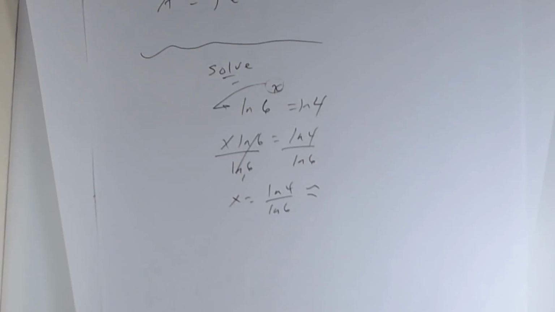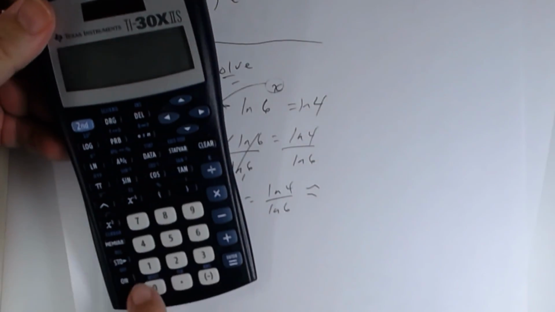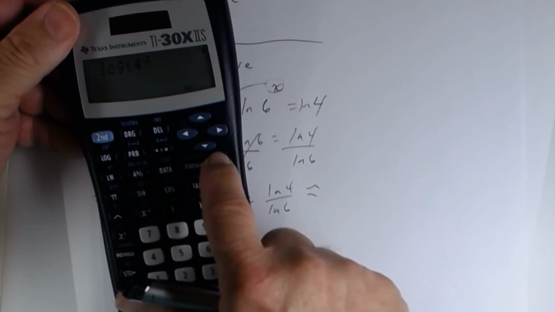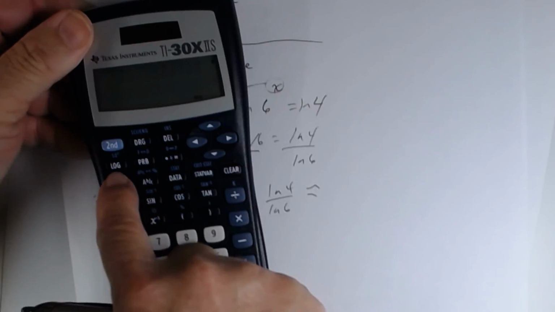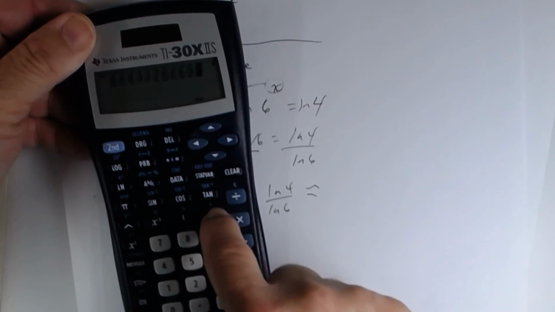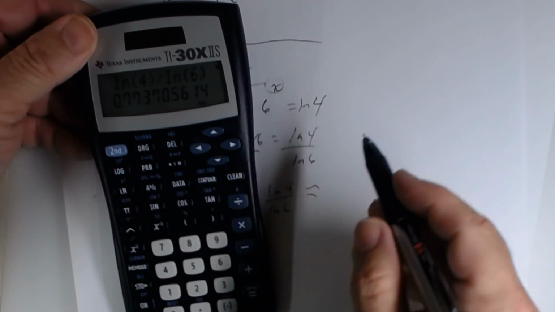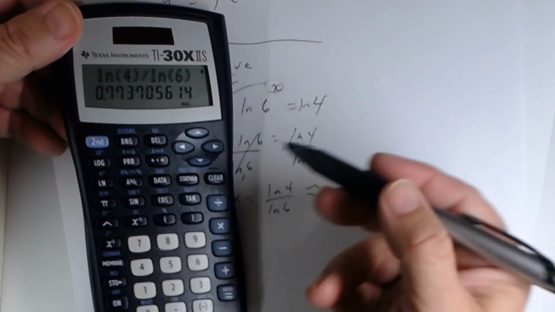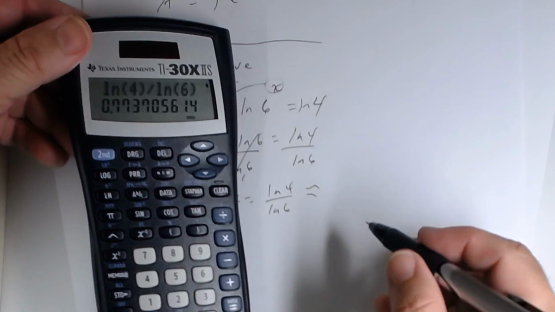Now, approximate this. Come on, guys, we got to work on this. Approximate natural log of 4 divided by natural log of 6, because that's going to be important to what we're about to do. You get 0.7737, let's just say to 4 decimal places.